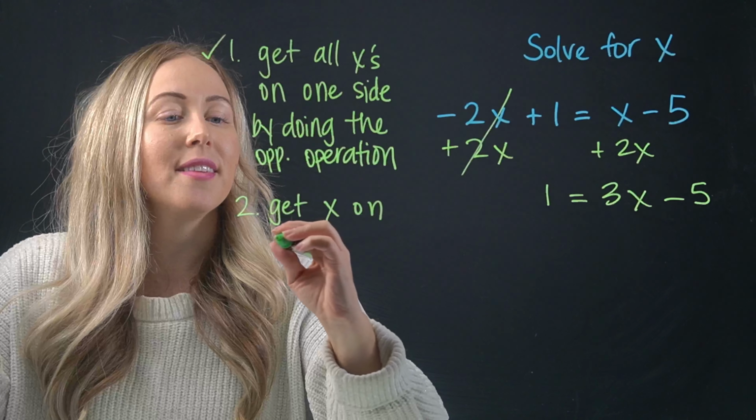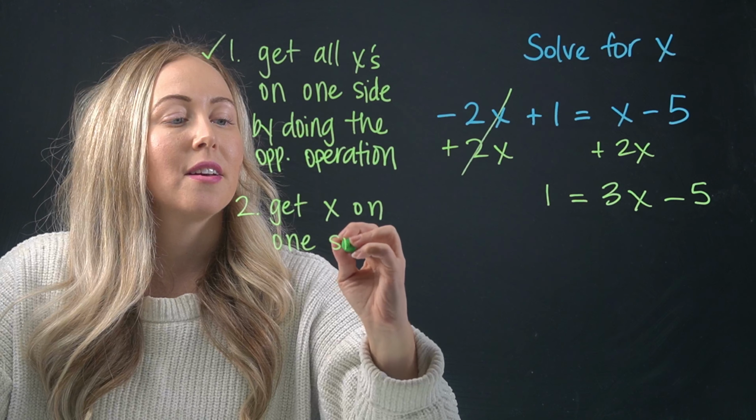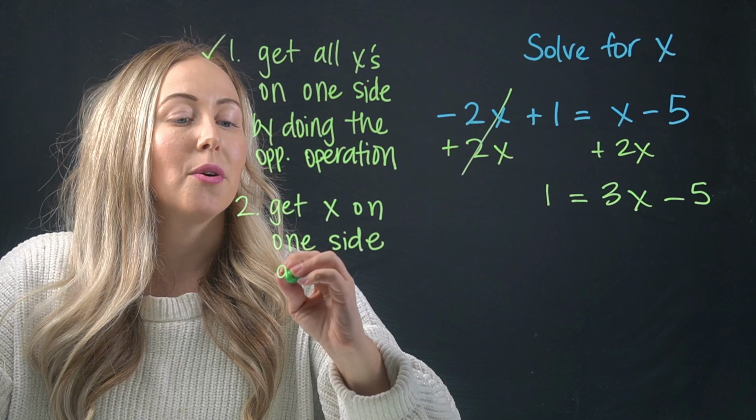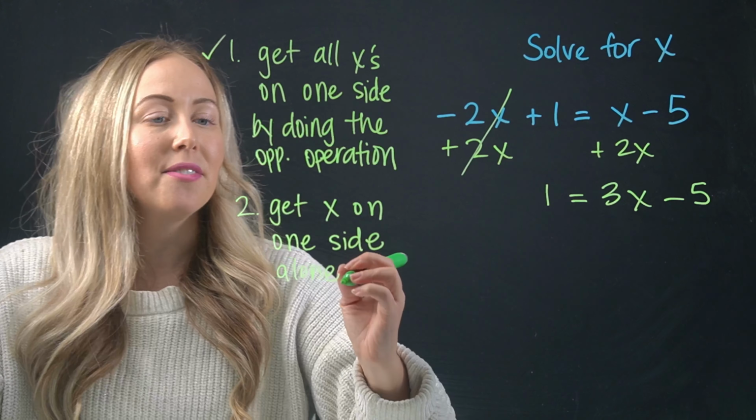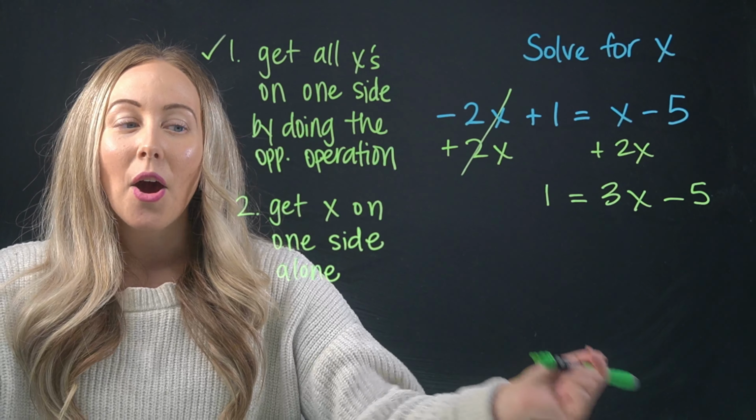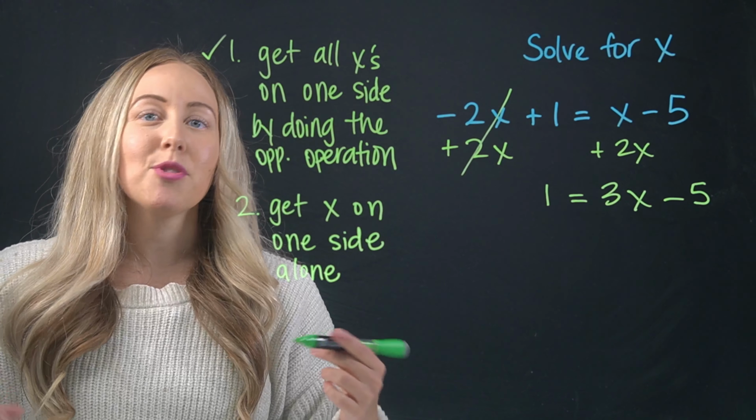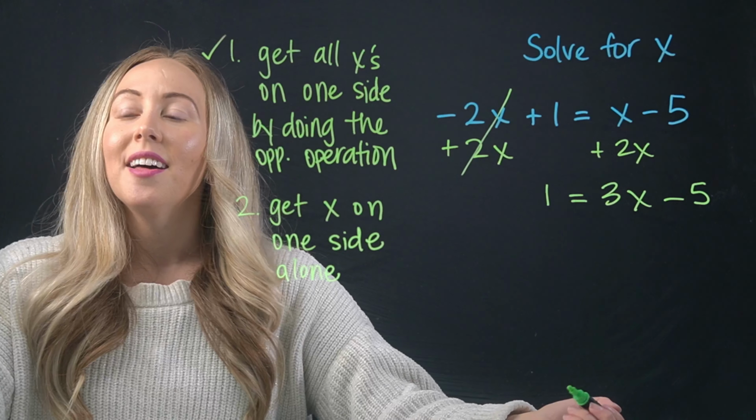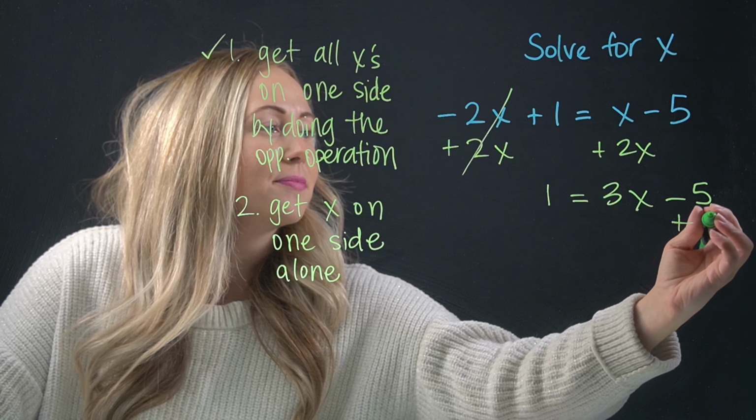X on one side all by itself. Okay, so right now we have 3x minus 5 on one side. We want to get rid of that minus 5 by doing the opposite operation. So what is the opposite of subtracting 5? The opposite is to add 5.